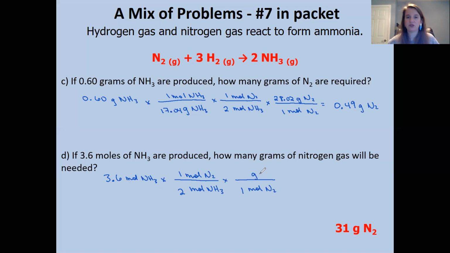I'm looking for grams of nitrogen. So grams of nitrogen up here. Again, that's the molar mass, so 28.02 grams of nitrogen. So I would have 3.6 divided by 2 times 28.02, and I would get 2 sig figs. So my answer would be 50, which only has 1 sig fig. I can put a decimal point here, or I can write this in scientific notation, 5.0 times 10 to the 1. Either way, I would accept grams of nitrogen as my answer, okay?